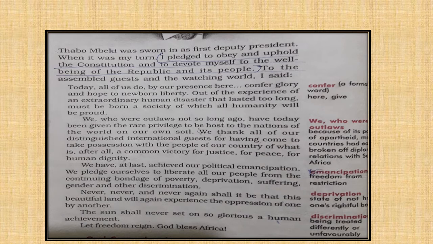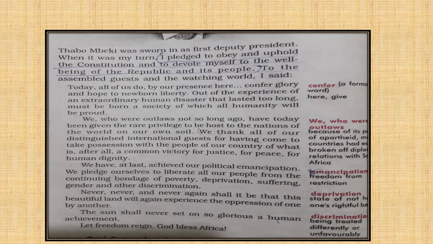Never, never and never again shall it be that this beautiful land will again experience the oppression of one by another. The sun shall never set on so glorious a human achievement. Let freedom reign. God bless Africa.